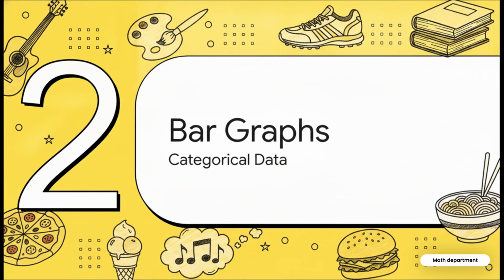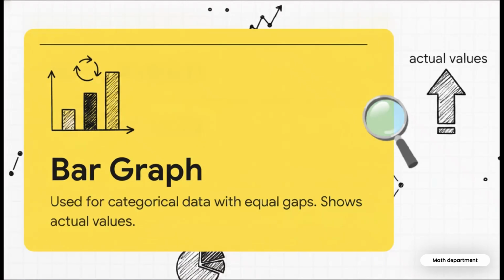Moving right along to section 2, bar graphs and categorical data, showing actual values. So when we're handling simple categories, think favorite hobbies or foods, we use a bar graph. But hey, be careful here, and definitely highlight this rule in your notes. Bar graphs always have equal gaps between the bars. Plus, you can reorder those bars however you want. And the most important part, they show us the actual exact data values right there on the screen.